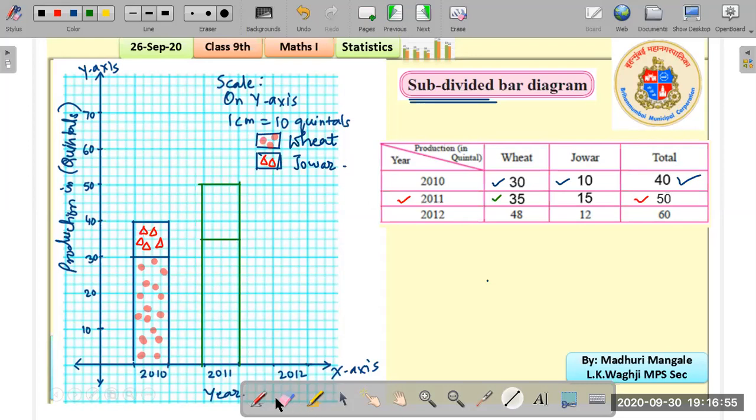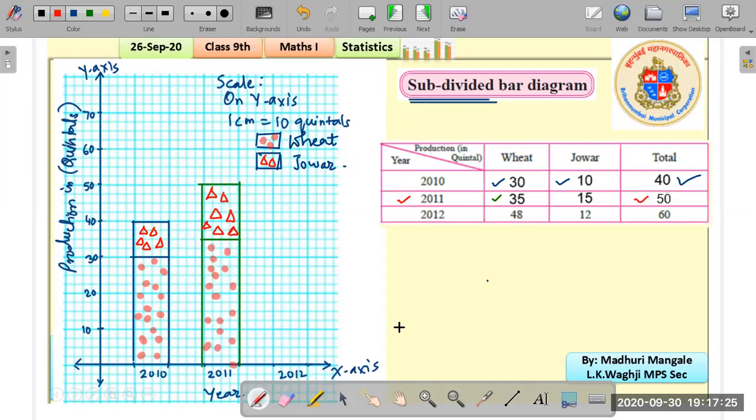And now we need to label the wheat part. So for wheat, we draw patterns. That would be simple dots like this. And for jowar, we put up some triangles. You can use any simple or any other pattern. Okay, students. And that completes the bar for 2011.